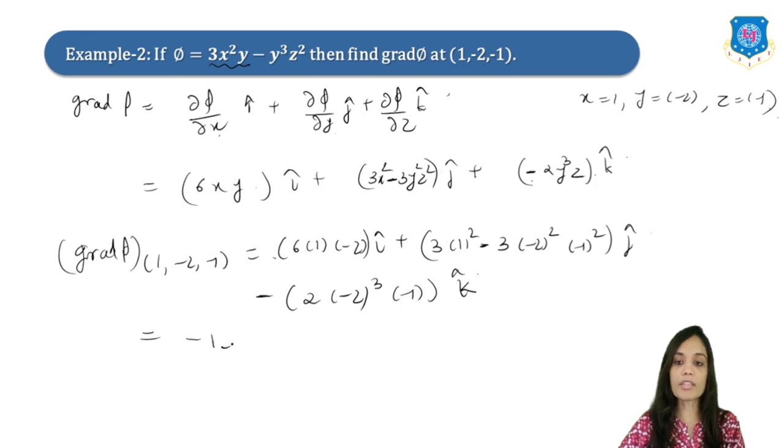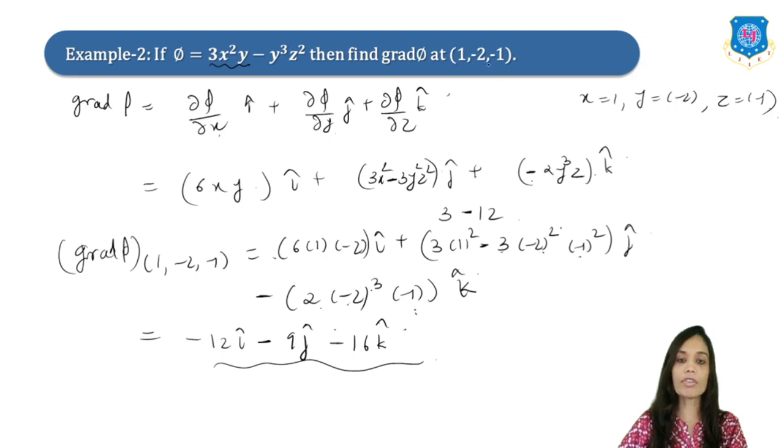So it will be minus 12 i cap. Here it will be 3 and this will be minus whole square, so it will be 4. So 3 into 4, 12 and this will be plus 1. So 3 minus 12. So it will be minus 9 j cap, and this will be equal to, here this will be minus 8 into minus 1. It will be plus 8 into 2. So minus 16 k cap. So this is our answer of gradient of phi at 1, minus 2, minus 1.